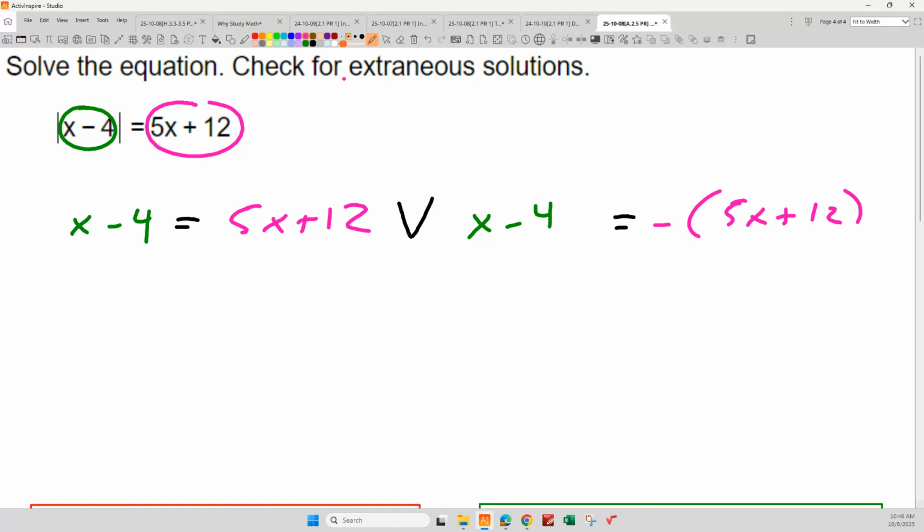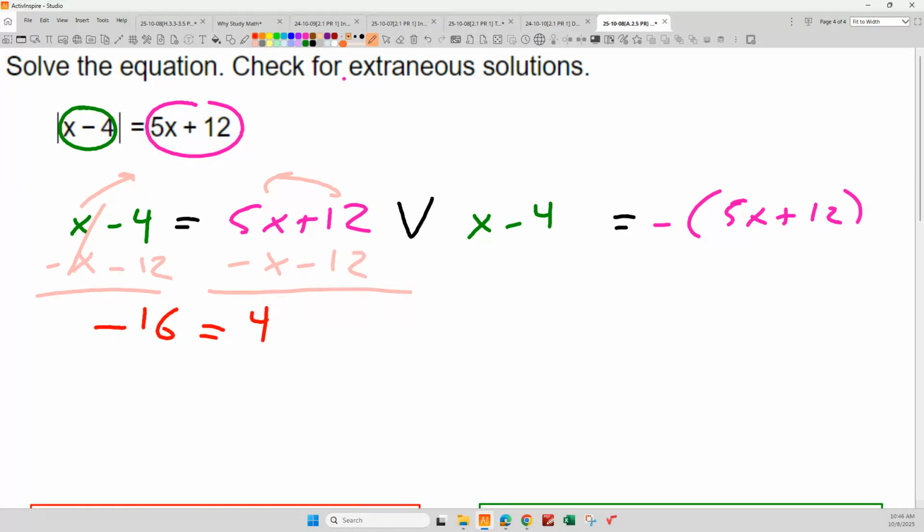And now I just have to solve those. Okay, let's solve the left one. What would I do? Where am I going to push the x's? To the right, I agree. So we'll subtract x from both sides to cancel the x's. If the variables are going to the right, numbers go left. So we'll subtract 12, and we get negative 16 equals 5x minus x, which is 4x.